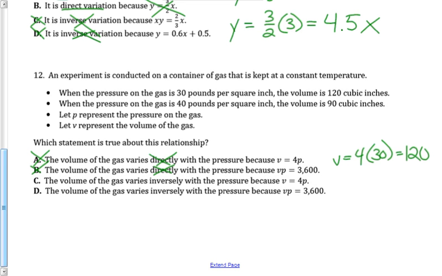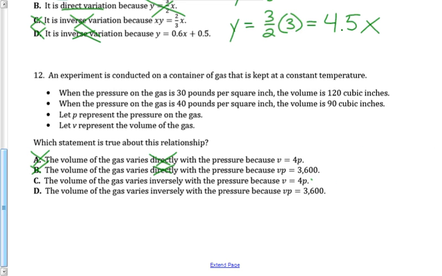V times P. So here, I'm going to plug in both. I'm going to multiply them together. So the volume is 120, and the pressure was 30. 120 times 30, well, that equals 3,600. So both of these equations work for the first pair. So let's go check the second pair.